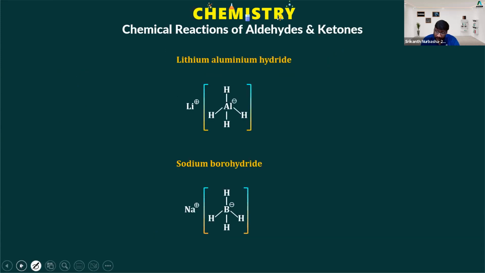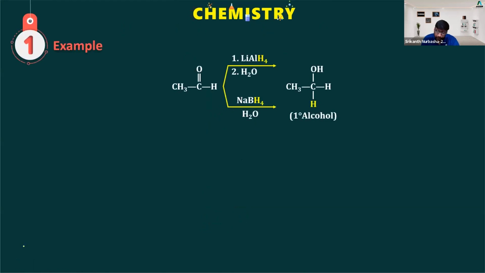Lithium aluminum hydride is LiAlH4, sodium borohydride is NaBH4: Na plus BH4 minus, Li plus AlH4 minus. Now the question is, from where are the hydrogens being added? Understand this point carefully. CH3 C double bond O H treated with LiAlH4 in water. Which hydrogens are being added? I'm not adding hydrogens from water. Yes or no? Look at this carefully. The hydrogen you add to the C double bond O carbon is the hydrogen from LiAlH4 or NaBH4.